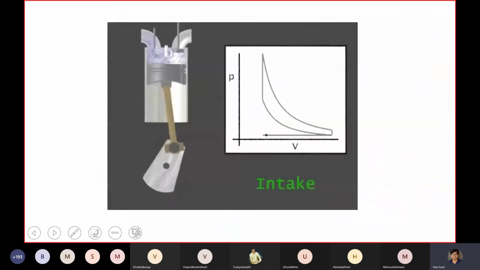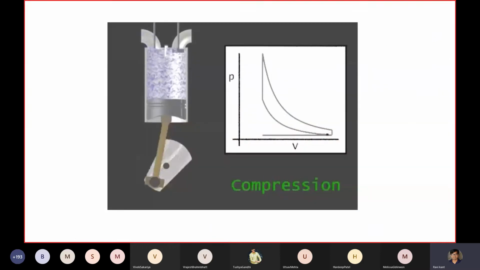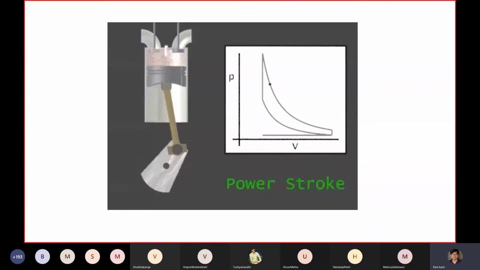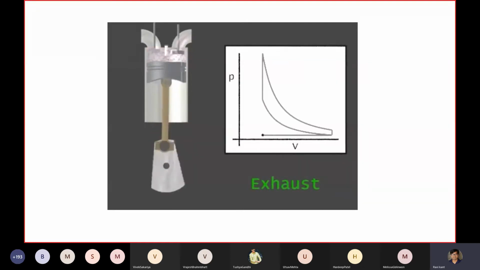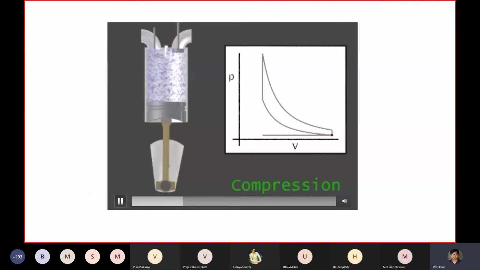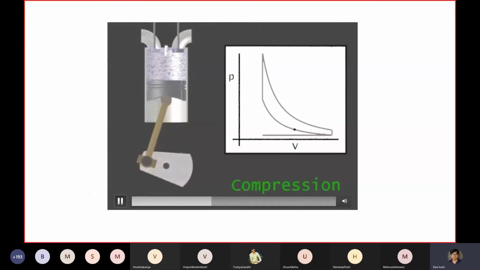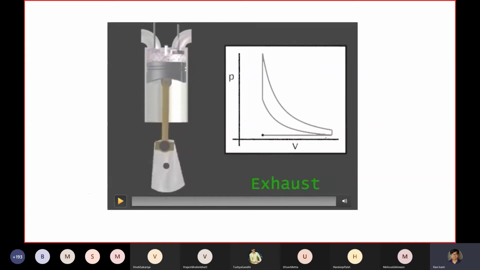Let me go on. We have one more animation. Here, one by one, things are plotted by this dot showing where it is going. So you can see intake is happening, and then compression, and then heat addition, and then power stroke, and then exhaust. This is how this happens in one complete cycle.